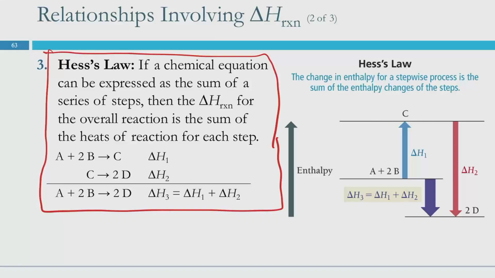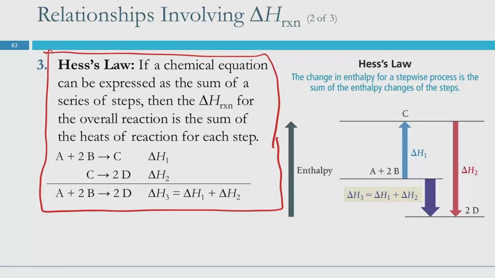So on the right, we've got a visual of what that would look like. We've got our initial reaction, A plus 2B, it goes to C. Some amount of enthalpy is released. And then from C, it turns into 2D, and there's a different enthalpy value for that. So if we go through both of those two steps, it should be the same as adding up the enthalpy values.